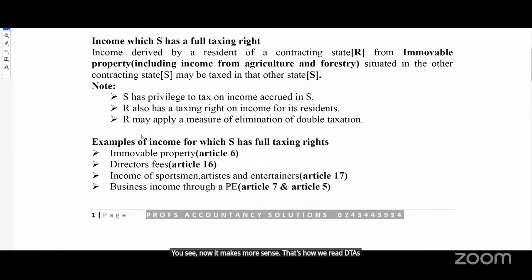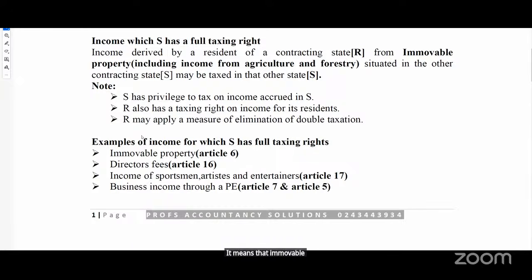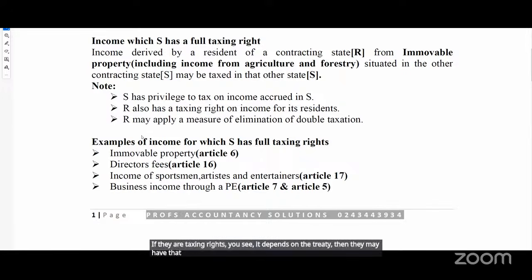Let me go again. Income derived by a resident of Ghana from immovable property, including income from agriculture and forestry, situated in Italy, may be taxed in Italy. It means that immovable property is solely taxed where? In the source state. It means the resident state will not tax it. However, it depends on the treaty; then they may tax. Are you getting it?